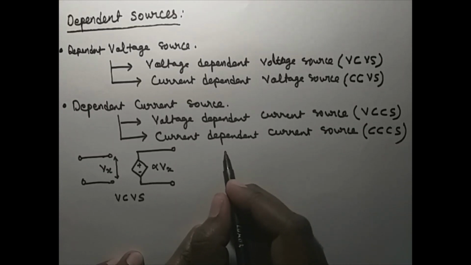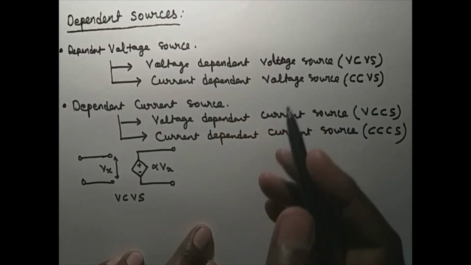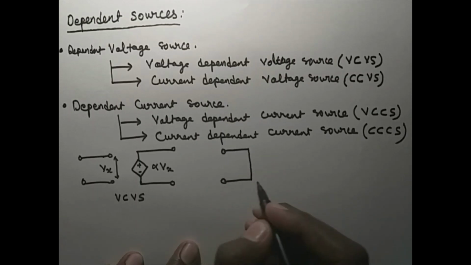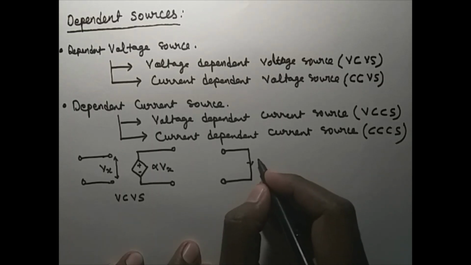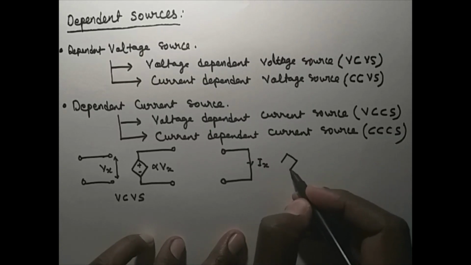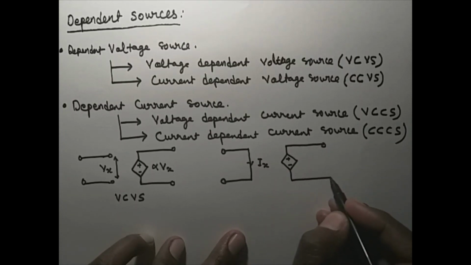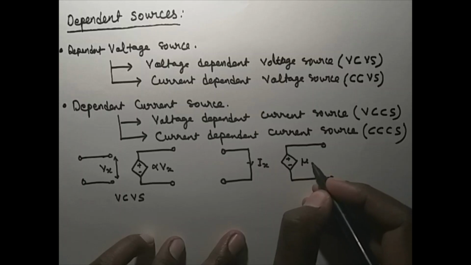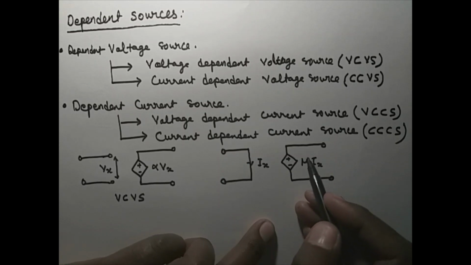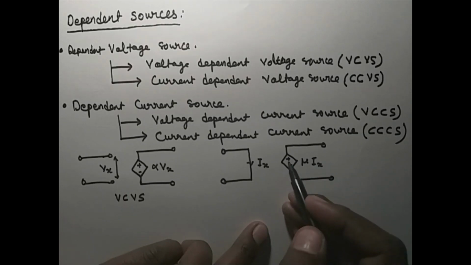And next is the current controlled voltage source or current dependent voltage source. So if we have a current in a circuit which is equal to Ix, then this is the voltage source which is dependent, and its source voltage value will be mu into Ix, where mu is some arbitrary constant. So the voltage value is depending upon Ix. It means it is a current dependent voltage source.